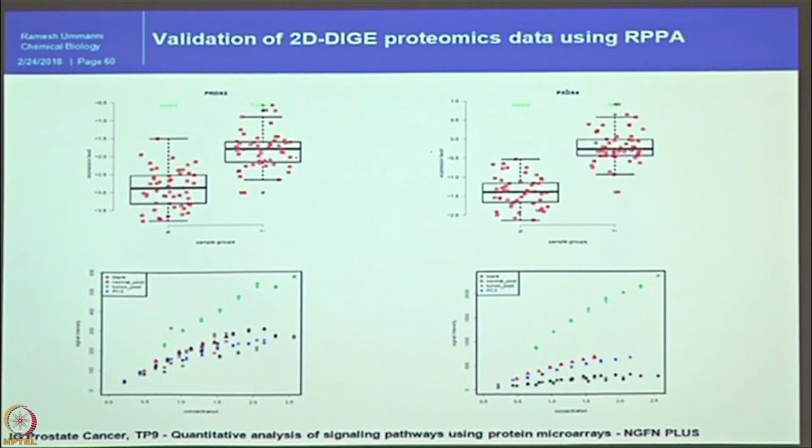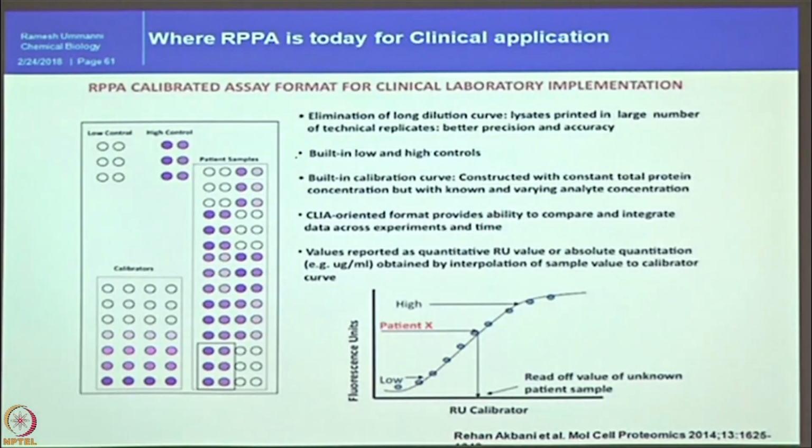We performed the validation of 10 proteins and still 2-3 micrograms were left over in the tube. So, this is the power of RPPA we could use. Now, where are we standing today? As I said, at that time not many people were accepting that it can go into clinic. Now, in 2014, there was an RPPA consortium meeting, and people were talking about how we can bring it.